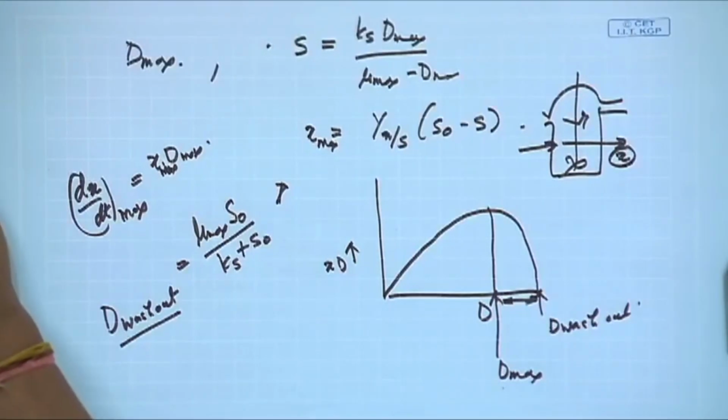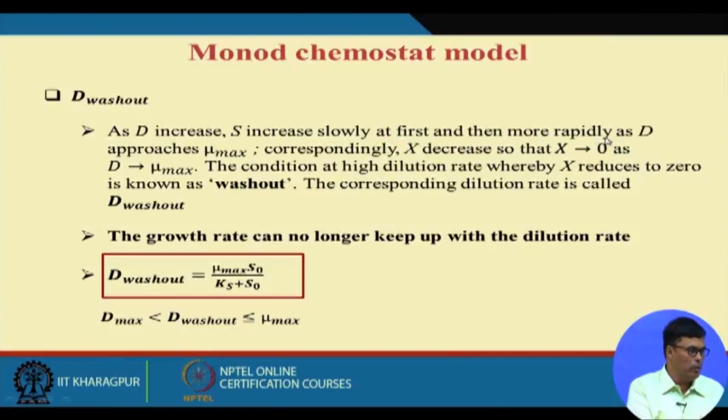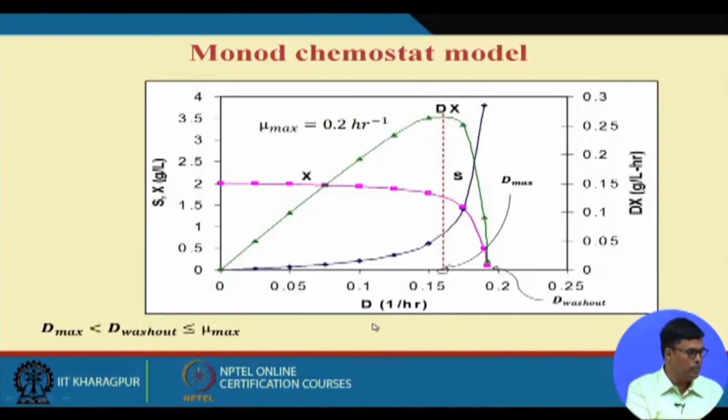We mention here that as D increases, S also increases slowly at first, then more rapidly as D approaches mu max, and the corresponding X decreases; X tends to 0. So this is D-washout, and the correlation between D max, D washout and mu max is like this: D max is less than D washout, and D washout is less than or equal to mu max.